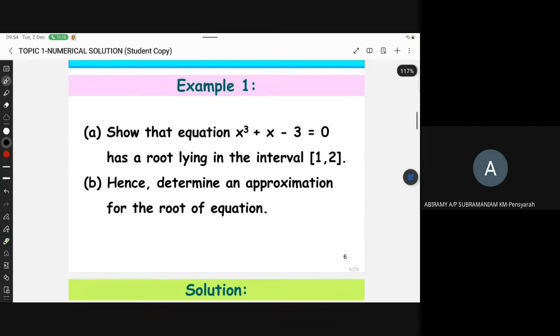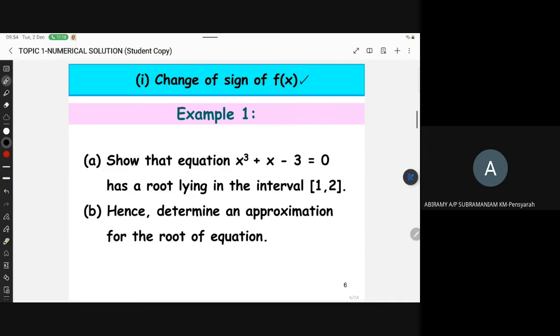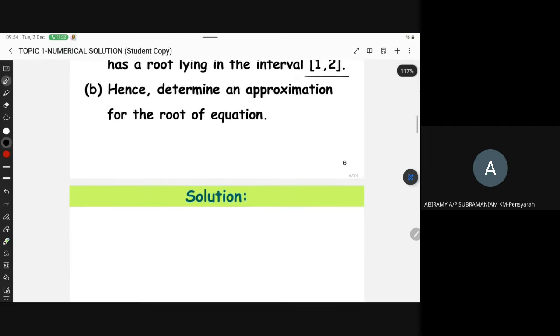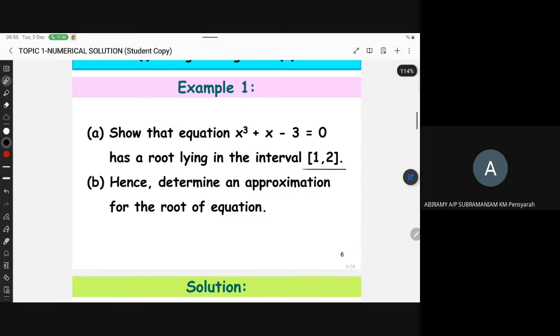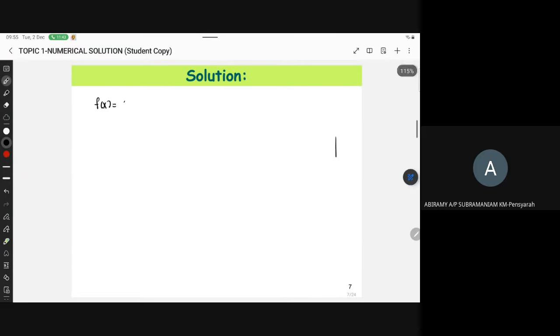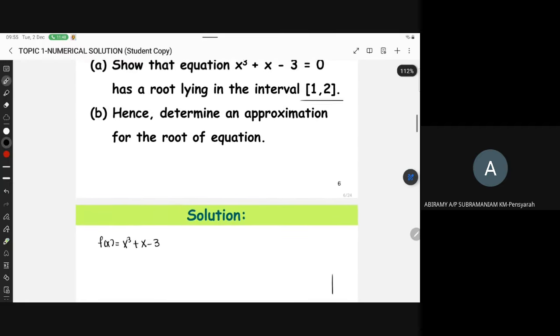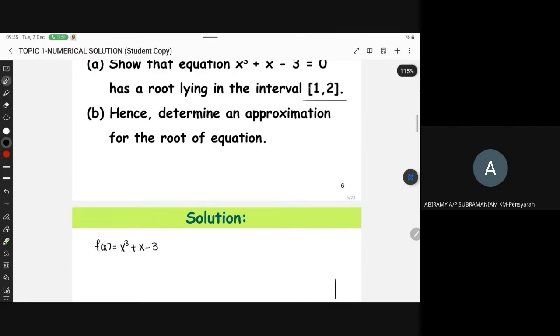Now let's look at example 1. We are going to use change of sign to show that the equation x cubed plus x minus 3 equals 0 has a root lying in the interval [1, 2]. First of all, we are going to write down what f(x) is. f(x) is x cubed plus x minus 3, and we would like to show that there is a root lying in between 1 and 2.